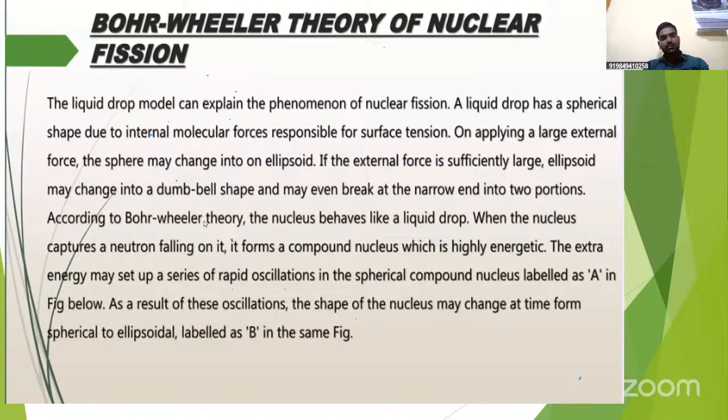According to Bohr-Wheeler theory, the nucleus behaves like a liquid drop. The nucleus captures a neutron falling on it and forms a compound nucleus, which is highly energetic. The extra energy may set up a series of rapid oscillations in the spherical compound nucleus, as shown in the figure below. As a result of these oscillations, the shape of the nucleus may change with time.